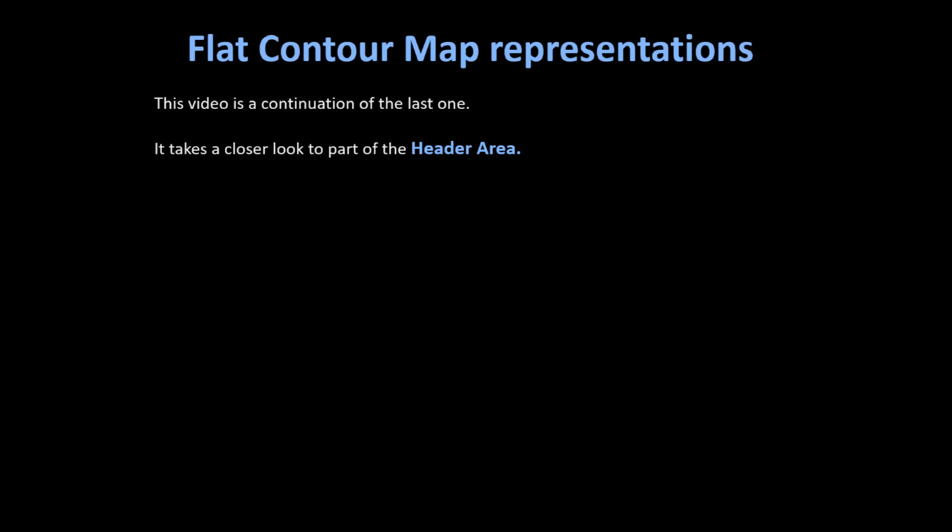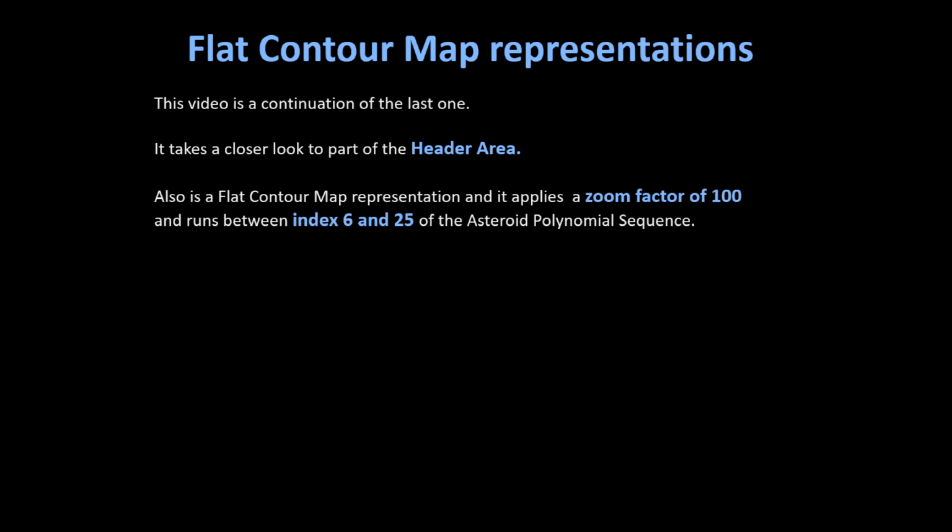This video is a continuation of the last one. It takes a closer look to part of the header area. It is also a flat contour map representation and it applies a zoom factor of 100 and runs between index 6 and 25 of the Asteroid polynomial sequence.